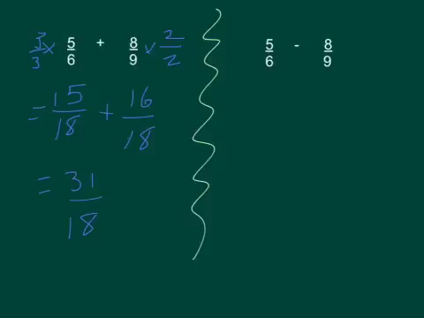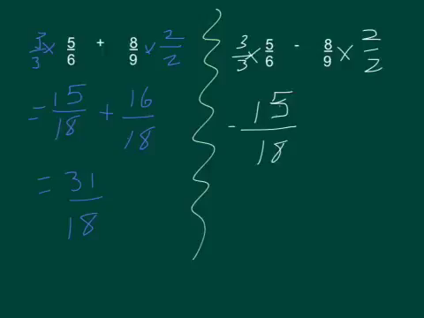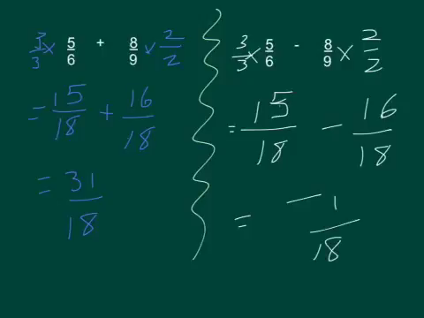Looking then at the right-hand side of this, we're looking at the subtraction. The same process would be to start. We would multiply by the 3/3 to get our common denominator, and we would multiply by the 2/2 to get our common denominator. And then, 15/18 minus 16/18, and we are left with -1/18.